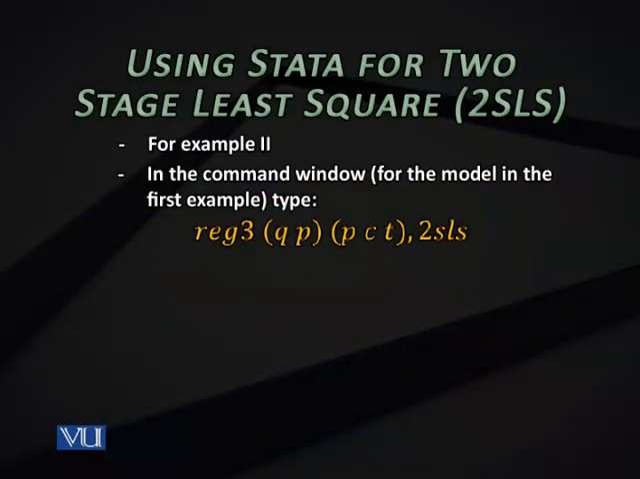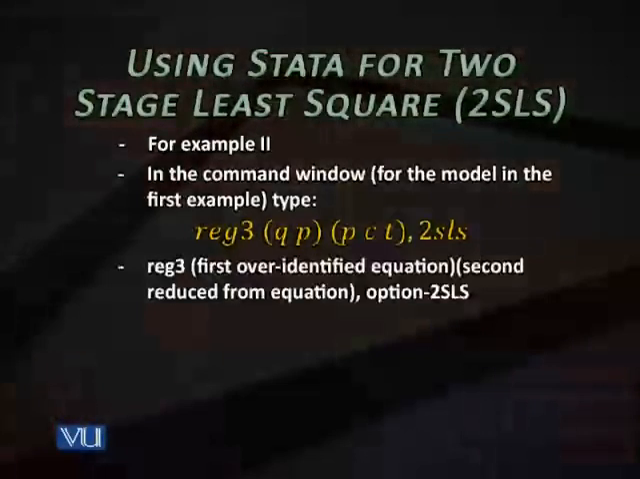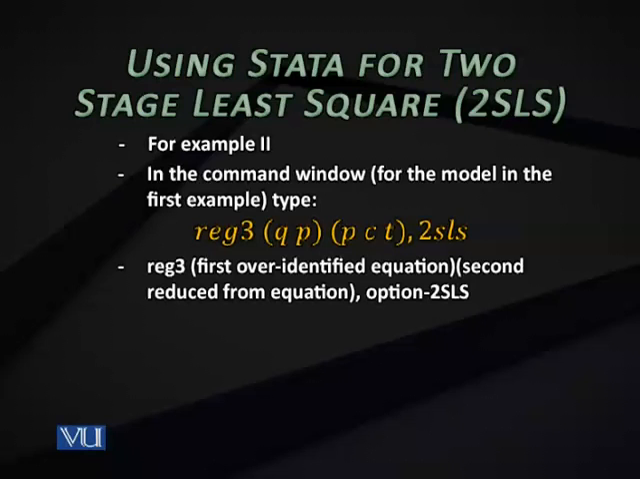Remember, in example 2 we had the market model, and in the market model again remember the syntax. You have reg3 and then in the parentheses you have the original over identified equation without an equal sign, and then in the second parenthesis you have the reduced form of the variable that was on the right hand side of the over identified equation, and then after the comma you have the option 2SLS that specifies that you don't need three-stage least squares estimates, you need two-stage least squares estimates. This is an easy way. We can use other commands as well like IV regress, but this is a good way to start with. You can use the reg3.